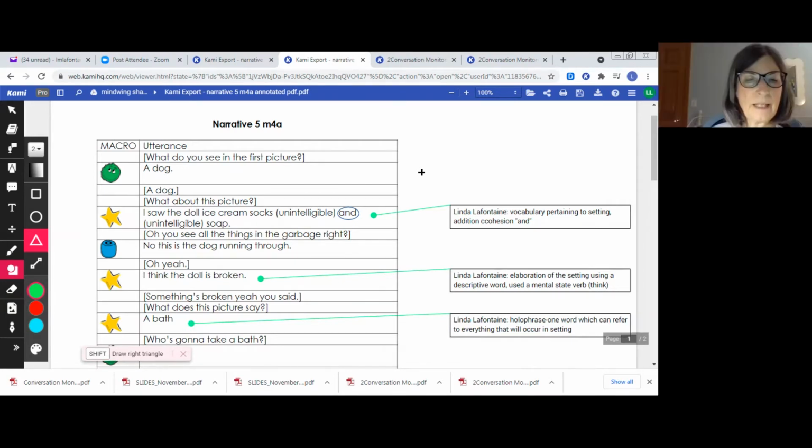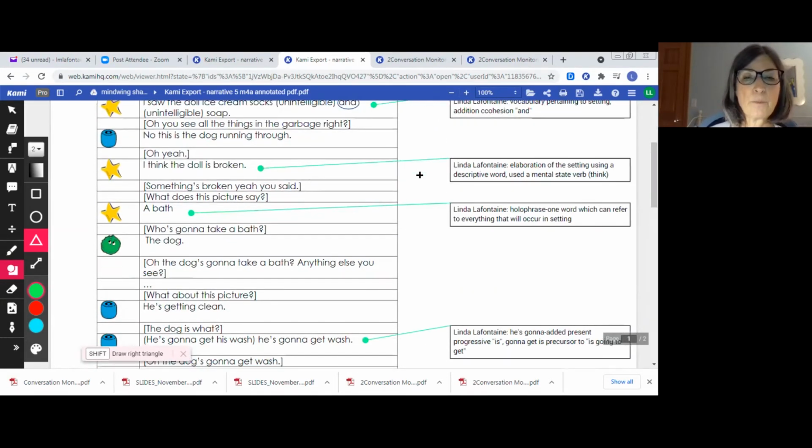And then we liked that line, I think the doll is broken. He was elaborating the setting using a descriptive word, and he was using a mental state verb, the word think. That's just real cool to see. Furthermore, he said the word just a bath, and I'll have Mary Ellen explain what is going on there.